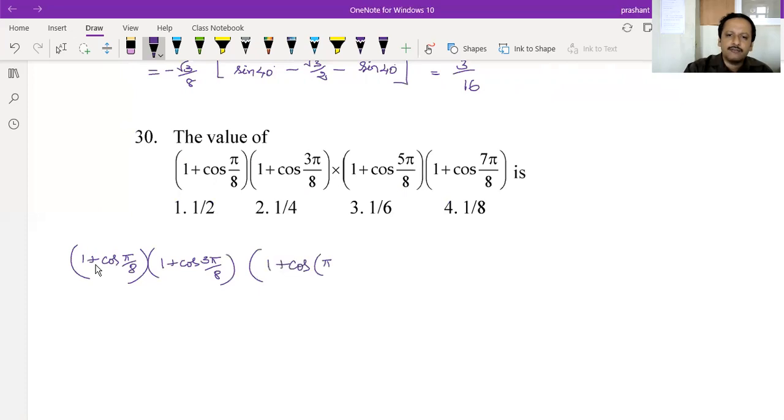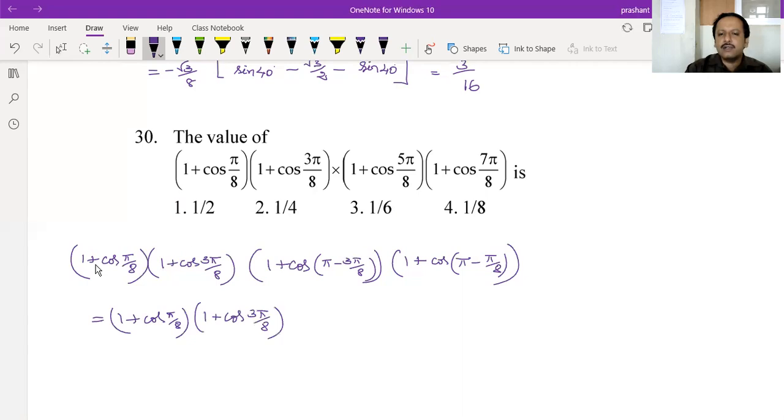No, I can write 5 pi by 8 as pi minus 3 pi by 8. And similarly, 7 pi by 8 I can write as pi minus pi by 8, because then it will give you 7 pi by 8. Okay, so then 1 plus cos pi by 8 into 1 plus cos 3 pi by 8.